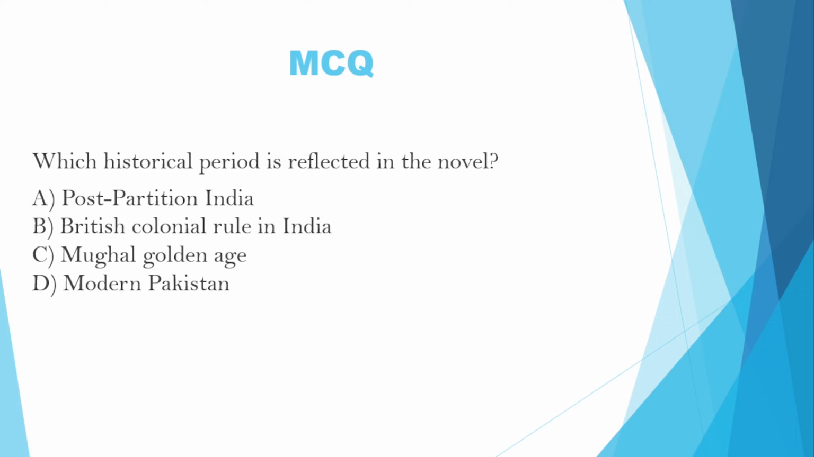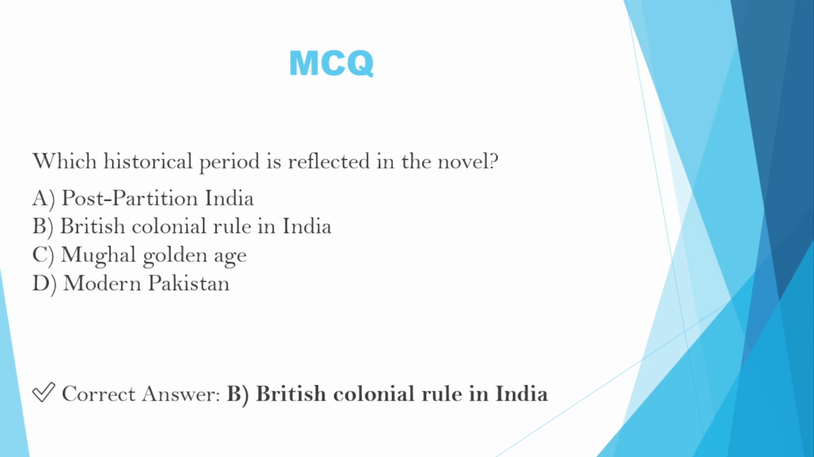Next question is, which historical period is reflected in the novel? Option A post partition India, option B British colonial rule in India, option C Mughal golden age, option D modern Pakistan. The correct answer is B, British colonial rule in India.